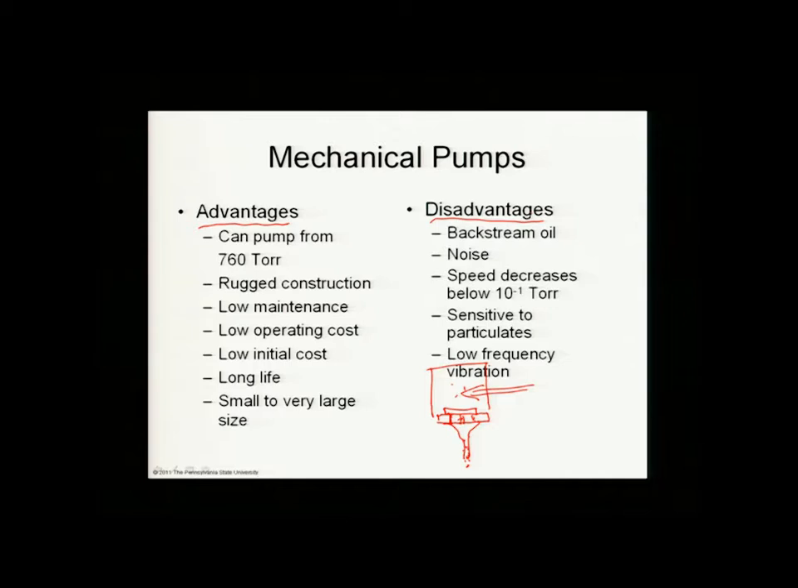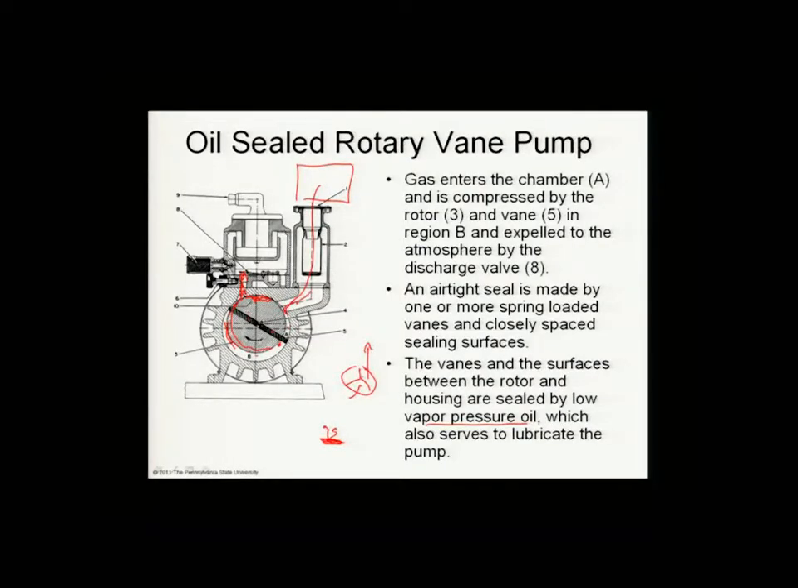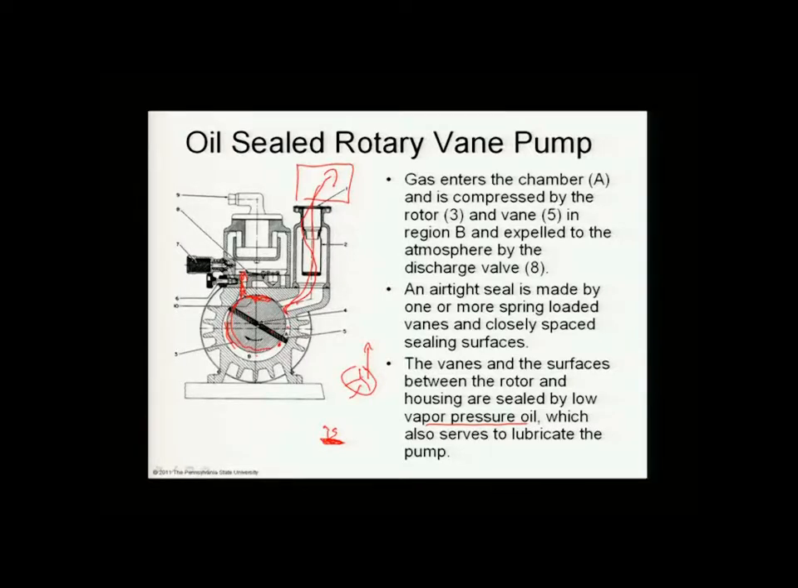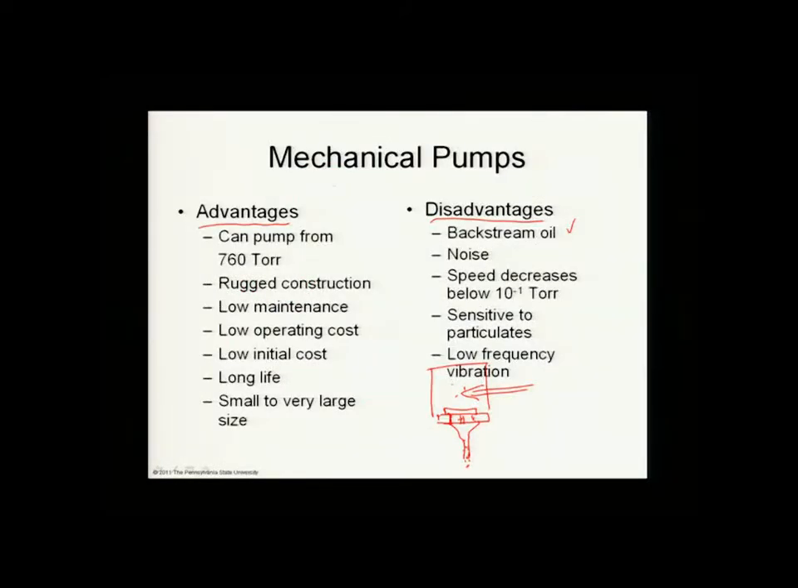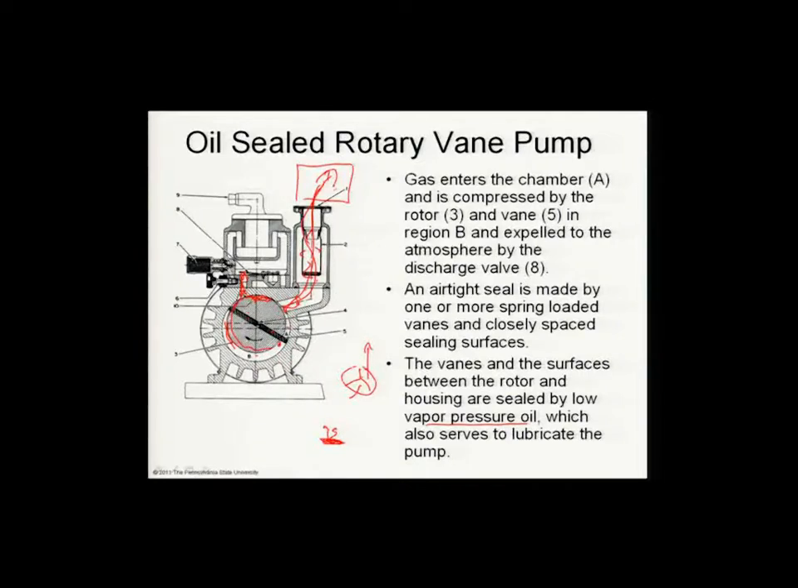The disadvantages of mechanical pumps: they can backstream oil. What we mean by backstreaming is the oil can wind up going back into the vacuum. You can see the molecules bouncing around, and some of them may make it back into here, oil molecules. We said it was low vapor pressure, but there could be some oil molecules that get back into here. That's disastrous, so we have to worry about backstreaming. They can be noisy. Their efficiency decreases below 10 to the minus 1 torr, and you can see why. It's just hard for them. When this rotor comes around to here, there just may not be that many molecules to trap.